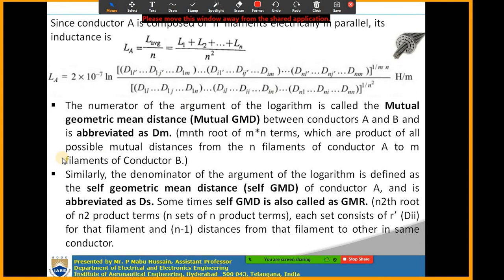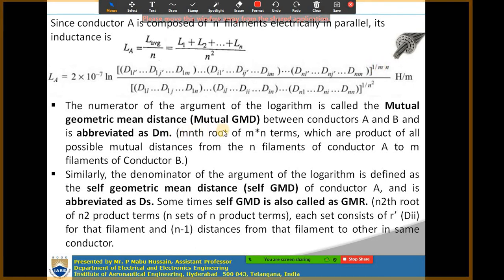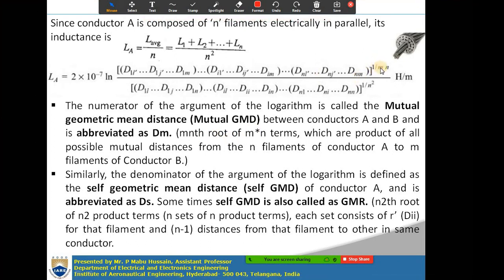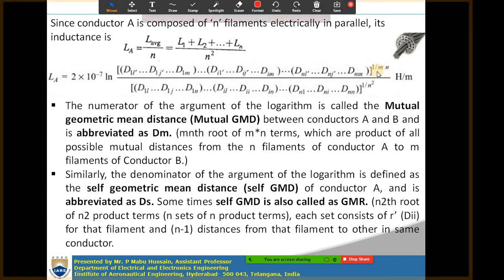Okay. So, the numerator of the argument of the logarithm is called the mutual geometric mean distance. This numerator term, the entire term from here to here, whole to the power of 1 by mn, is called the geometric mean distance, right. So, this is the mnth root of the mn terms.